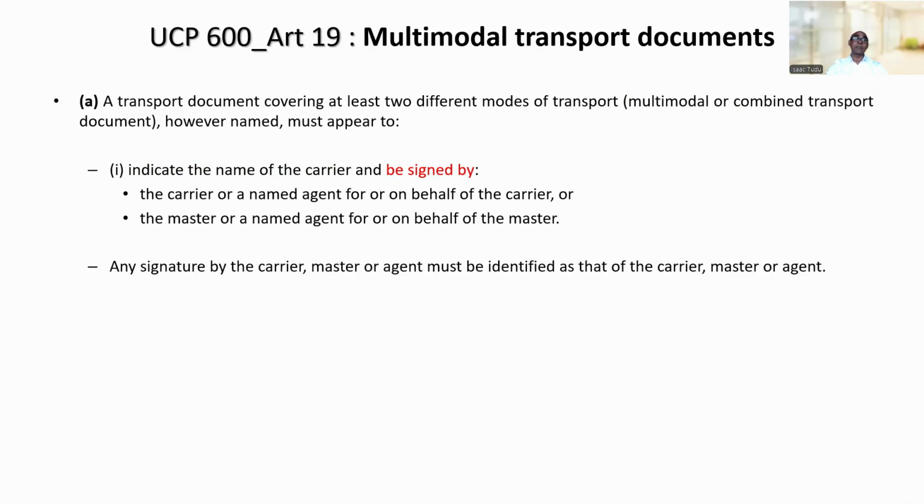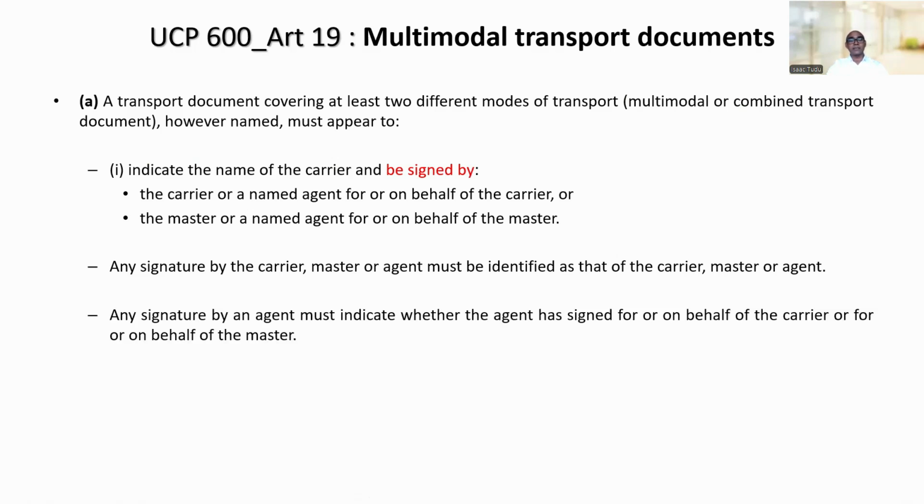The carrier or a named agent for or on behalf of the carrier, or the master or a named agent for or on behalf of the master. Any signature by the carrier, master or agent must be identified as that of the carrier, master or agent. Any signature by an agent must indicate whether the agent has signed for or on behalf of the carrier or for or on behalf of the master, right? So multimodal transport document can be signed by carrier or master, captain of the vessel, right?